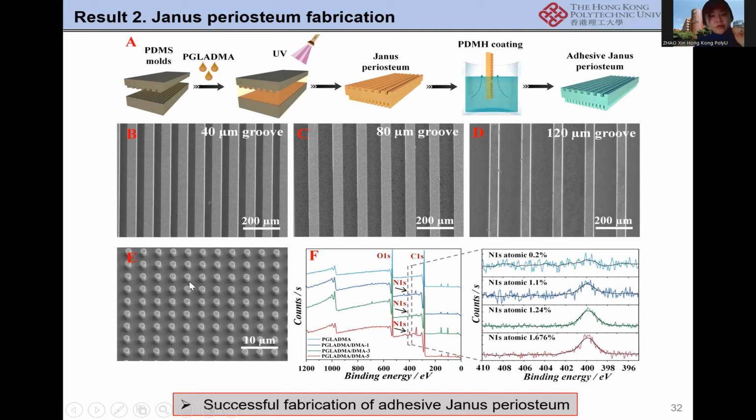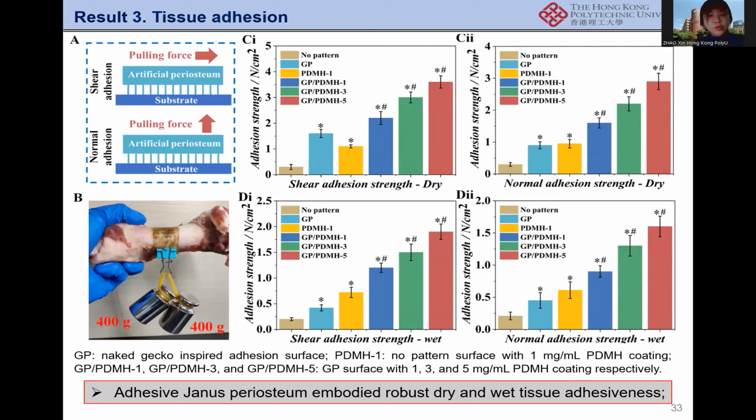On the one side, we have these small brushes, and on the other side, we have these grooves. This is used to regulate the cell alignment and regulate the cell fate. And this is just to show that because we have these brushes, we can increase the tissue adhesion of the material to the bone.